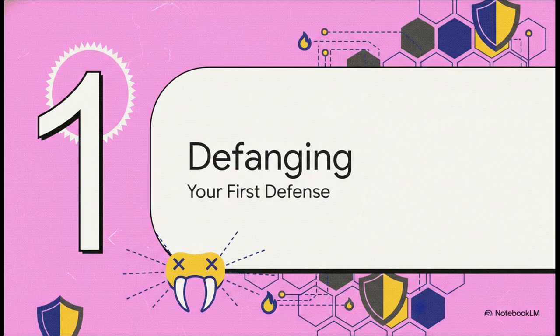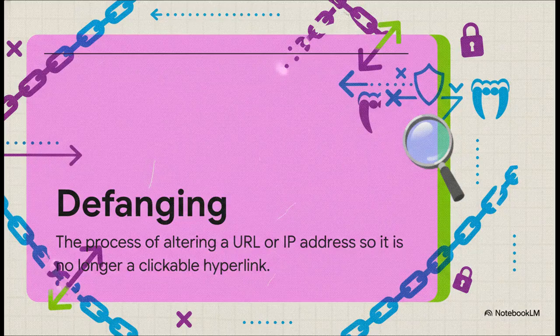So, how on earth do you prevent this from happening? The answer is actually a really simple but incredibly powerful technique called defanging. This needs to be your first and most important line of defense. So what is defanging? Well, it's just the process of changing a URL or an IP address just enough so that applications, like your chat program, don't see it as a clickable hyperlink anymore. It's a tiny change that makes a world of difference.